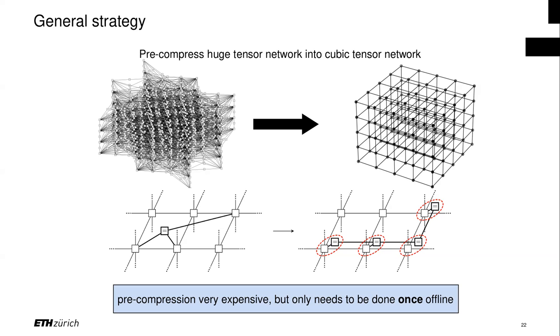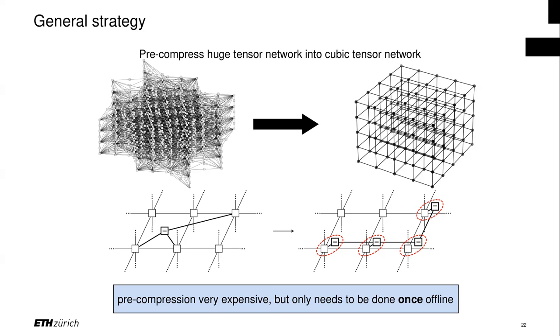The cost that we pay is, again, that the bond dimension in that cubic tensor network is going to explode. So here again, we use the simple update technique to truncate these bonds in that cubic tensor network so it gets to a manageable size. One point is that this pre-compression was very expensive, especially because you need a simple update on a 3D system.